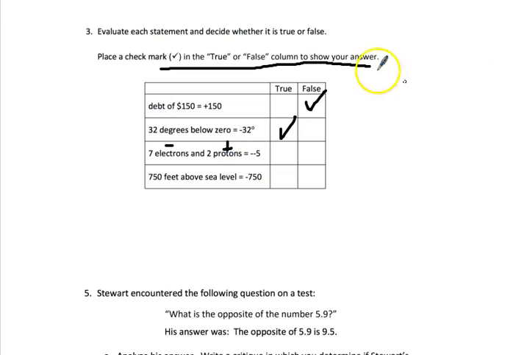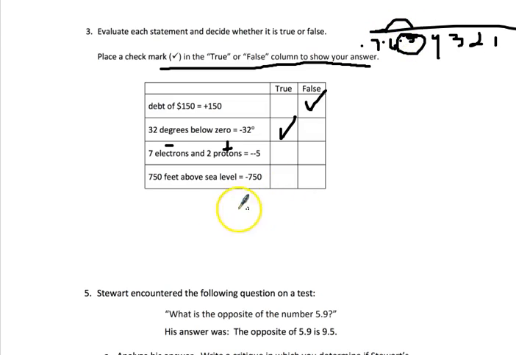So if I'm looking at a number line, there's 0, there's 7, 6, 5, 4. These are all negatives. 3, 2, 1. These are all negative numbers. And I'm at negative 7. And I have 2 protons, 1, 2. My answer is going to be negative 5. So yes, that's correct.